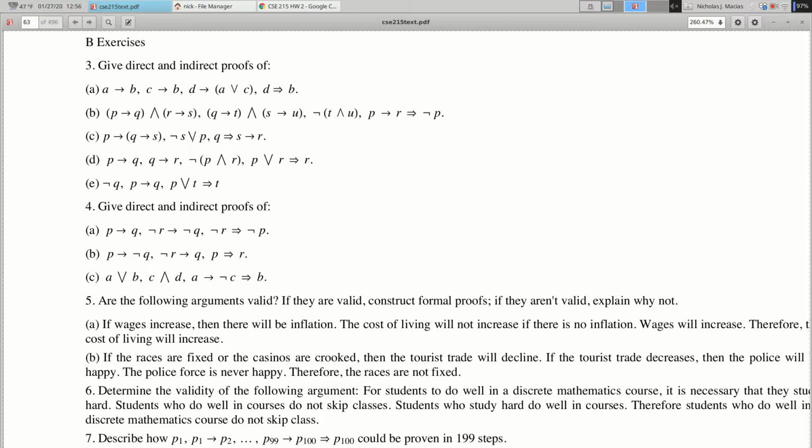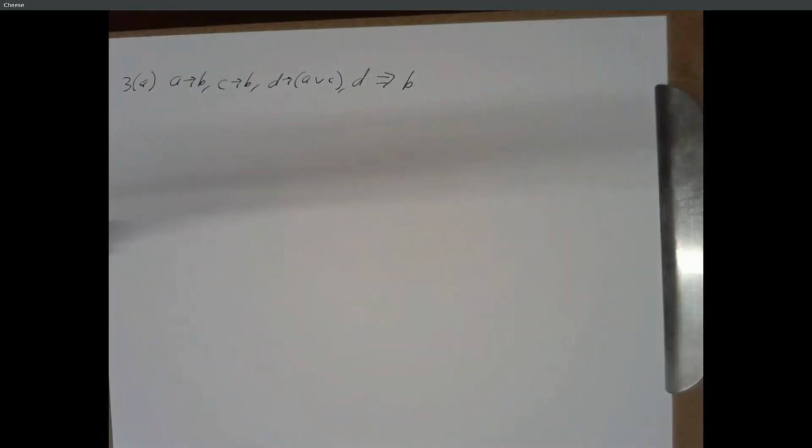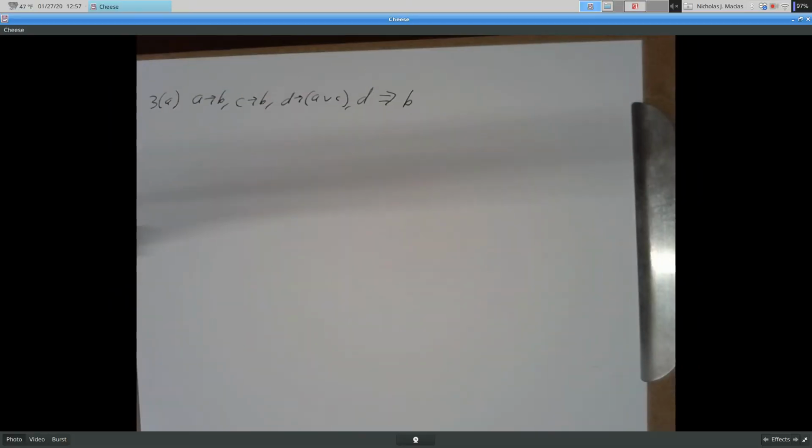Let's try 3A. So A implies B, C implies B, D implies A or C, and we've got D, and we claim that implies B. So I've just written 3A.